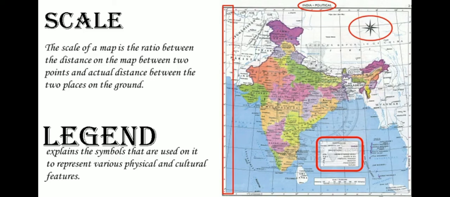Legend or key. A legend or key of a map explains the symbols that are used on it to represent various physical and cultural features. The common signs and symbols which are internationally accepted and used in maps are called conventional signs and symbols. Every map has a legend or a key which explains the different colors and symbols used in it. On a map, it is difficult to show the real shape of settlements, bridges, post offices, railway lines, and forests. They are depicted by using certain colors, symbols, or letters.